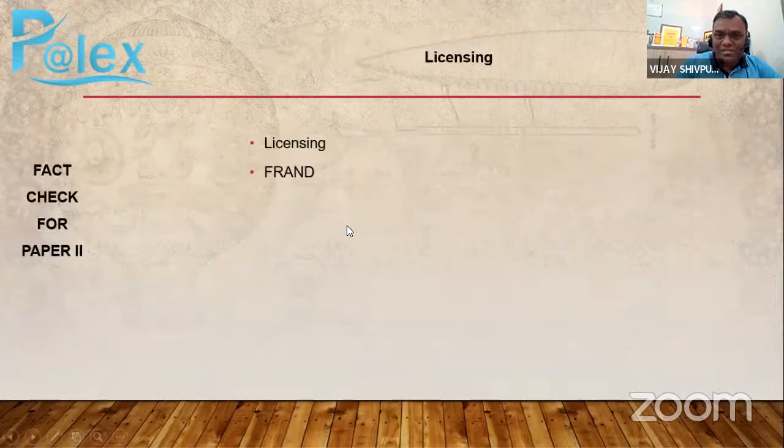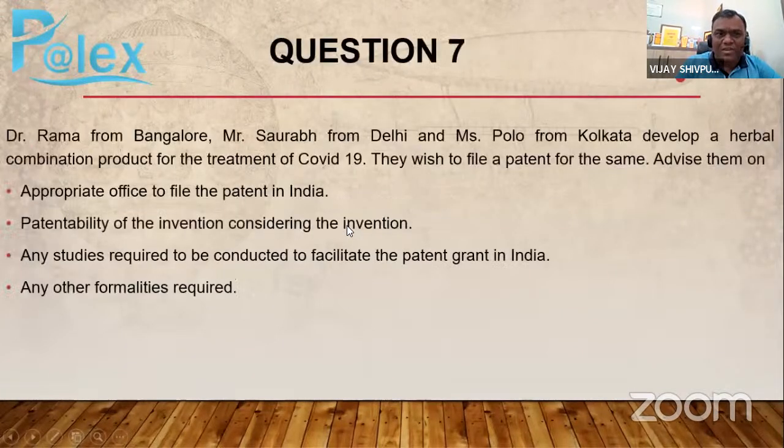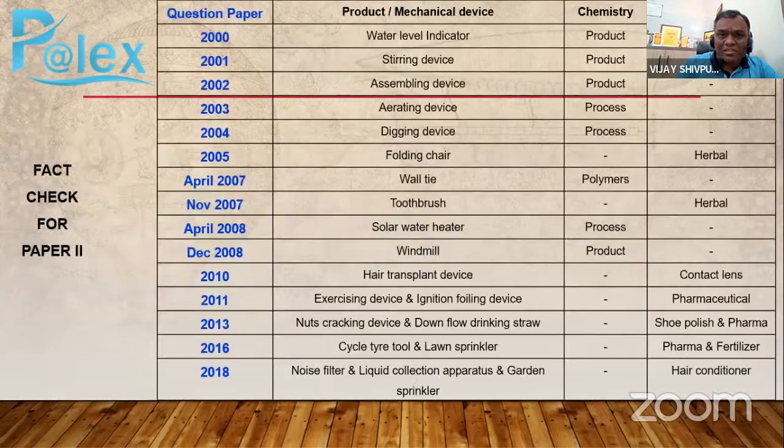Next, question 7. Dr. Rama from Bangalore, Saurabh from Delhi, and Polo from Kolkata come up with a herbal combination product. You have to give their patentability and the other details.